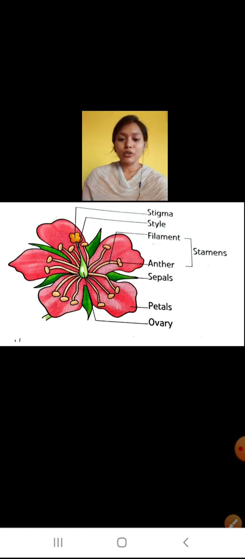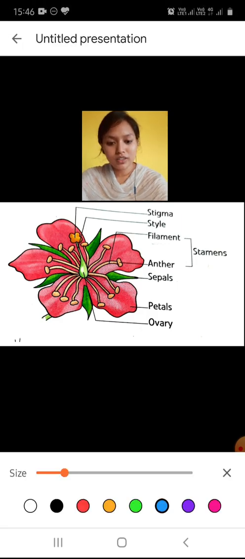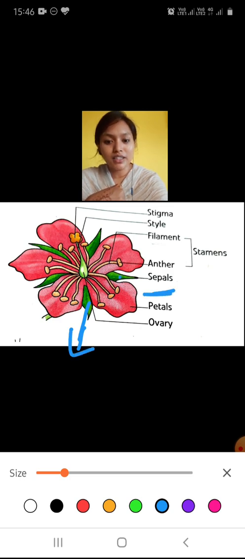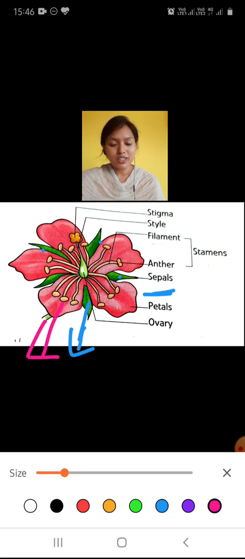So we were discussing this flower. As we have done all the topics, let's see. Where are sepals present? Sepals are present on the outermost layer. This green part, these green leaves here, are the sepals. And inside the sepals, these bright red colored things are called petals, petals of a flower.